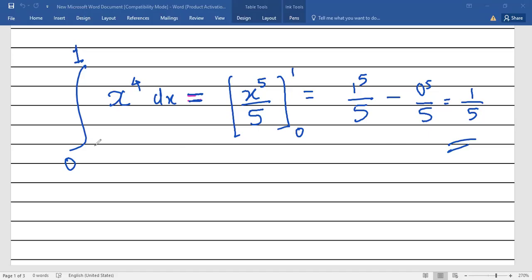Okay. So you can see that first you just think without limits. Then finally there is just one extra step, when we plug in the values of the upper limit and lower limit one by one and put the minus sign in between. So this is how we do the definite integration.